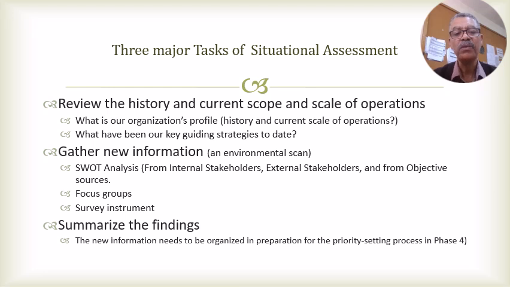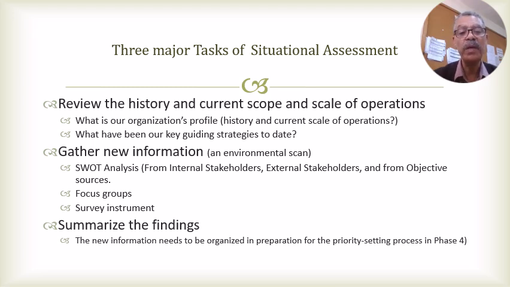So these 3 things: the first one is to review the history and current scope and the scale of operations. And particularly, reviewing the history and the current scope of our organization is very important. Knowing the past and the current situation or history of our organization would help us to come up with a good assessment for our strategic planning.